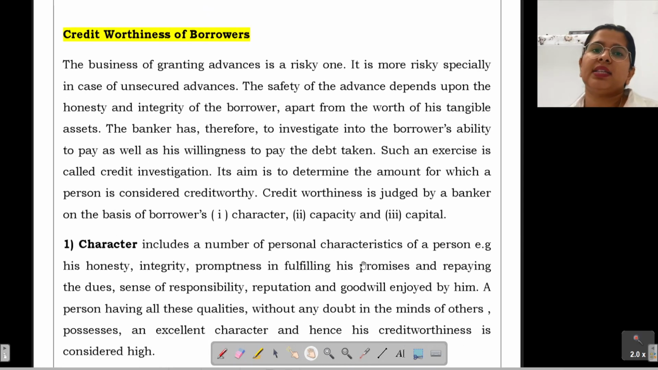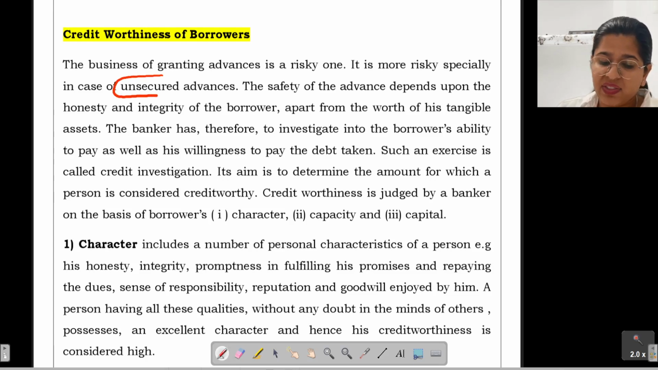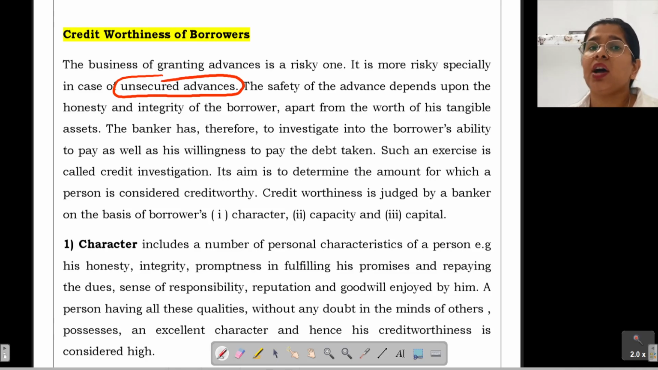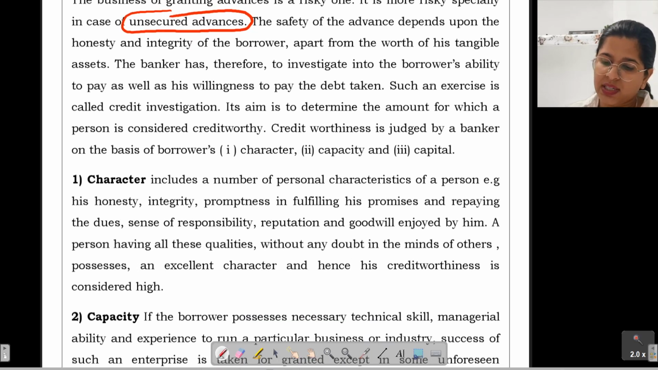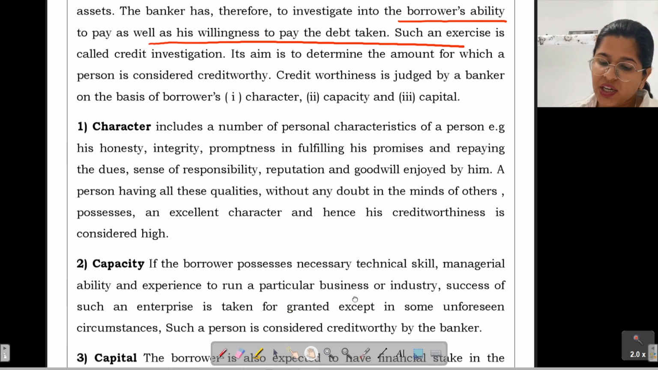This is credit worthiness of the borrowers. So when a bank wants to give the credit, they have to see whether the borrowers to whom they are giving the advances are worth giving or not, right? And it becomes more risky to give advances if the advances are unsecured, okay? If the security is not enough. So that is why the banker has to investigate the borrower's ability to pay as well as the willingness to pay the debt taken. So how are they going to judge?